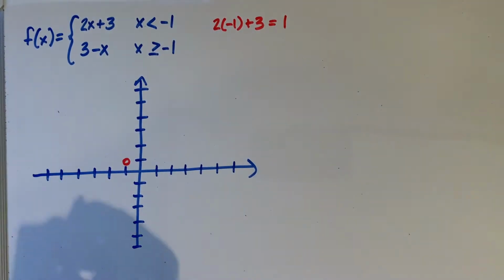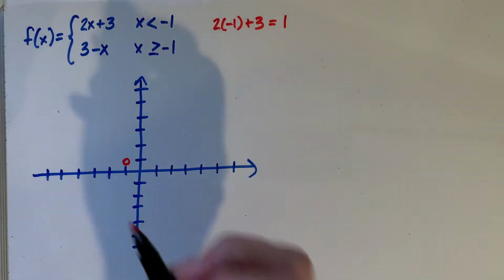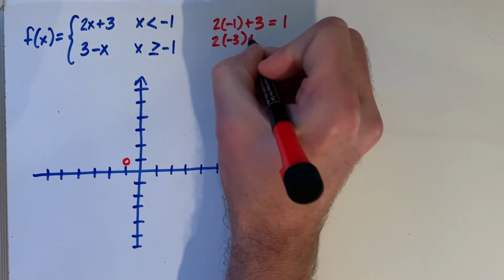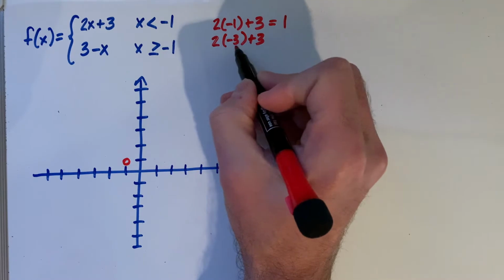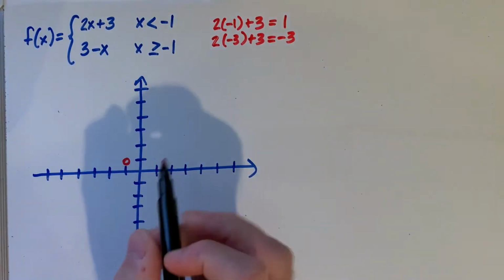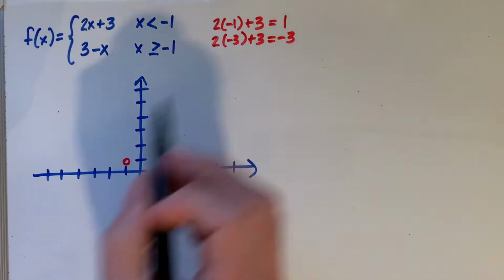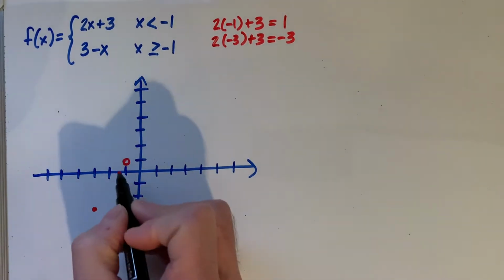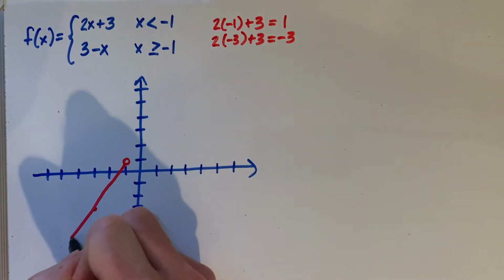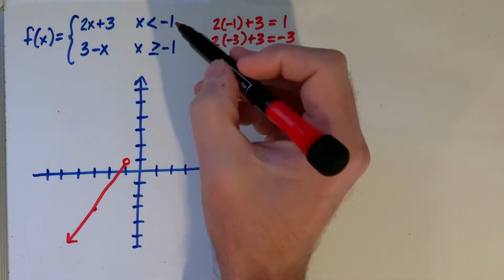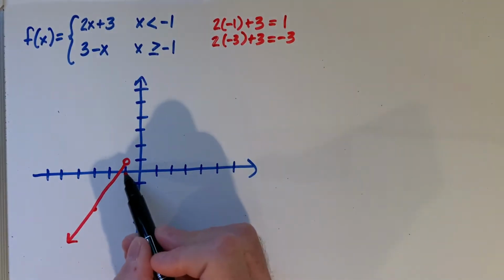I'm going to pick any other point less than -1 and see what that looks like. So why not -3? Okay, so at -3, if I use this top expression, I've got -6 plus 3. So we're looking at -3. So the point (-3, -3) is on my graph. And if I connect them with a straight line and put an arrow going in this direction, it's showing me that this expression right here is making this part of the graph.